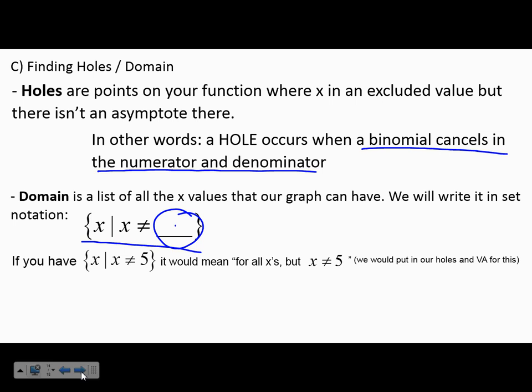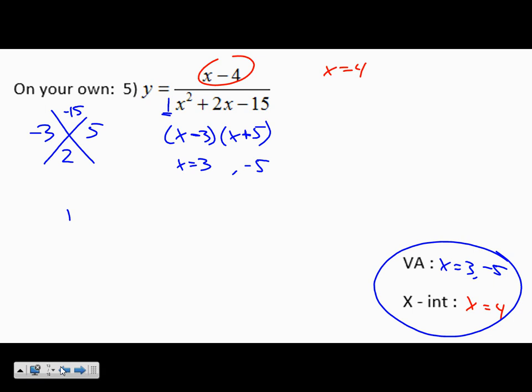So every single one of these, don't make it hard. We're going to do a brace, x bar, so this means for all x's, and then x cannot equal whatever your excluded values are, wherever your holes or your asymptotes are. So the domain for this one is x bar, and then x cannot equal positive 3 and negative 5. That's my domain for that one, because all the x's work. You can plug in any x you want for that, except for 3 and negative 5.